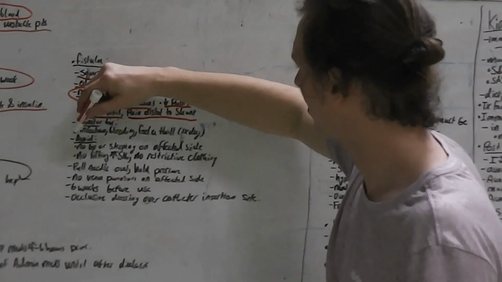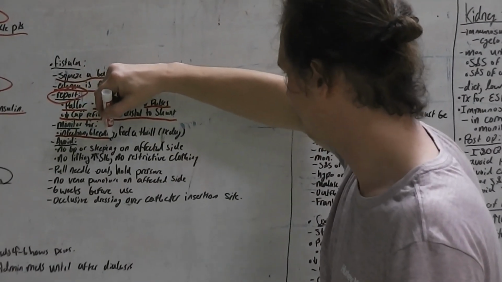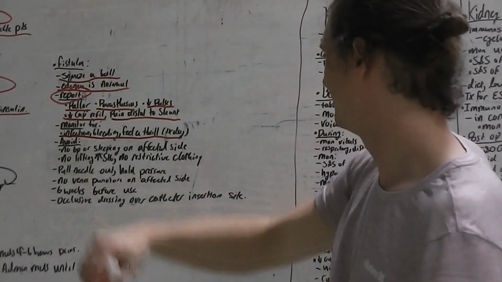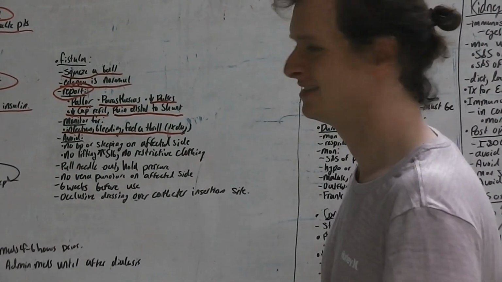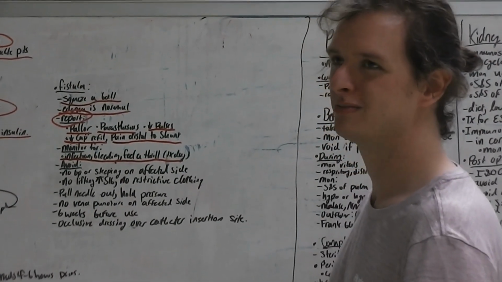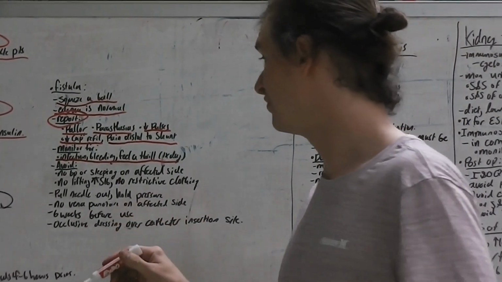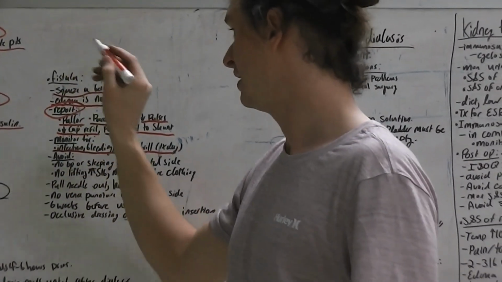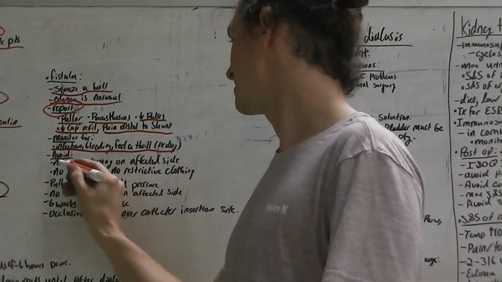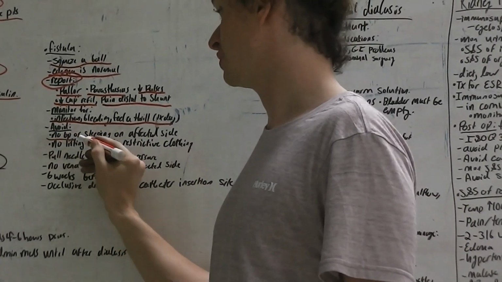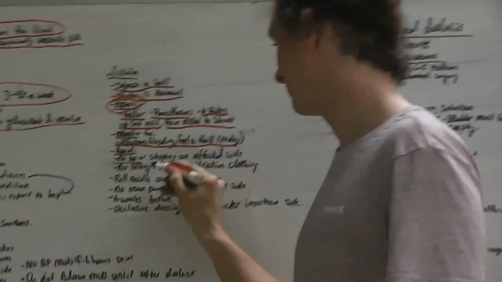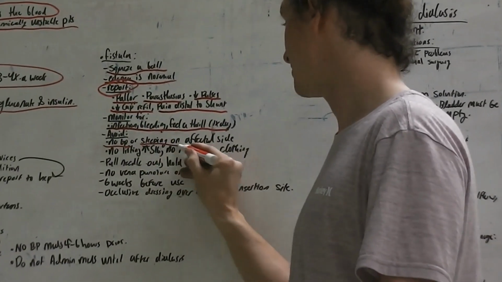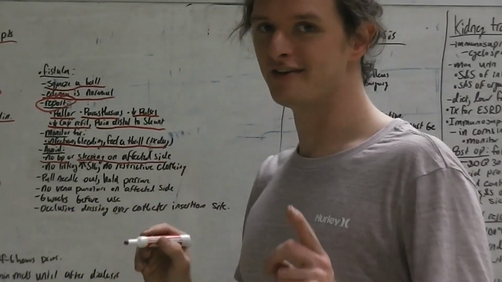Now we need to monitor for infection, bleeding, and we need to feel a thrill once a day. Feel a thrill, palpate a bruit, I think. We need to avoid all these following things for patients with fistulas. If you go to get a blood pressure, you do not want to do it on the affected arm. If you see them sleeping, make sure that they are on the unaffected side.